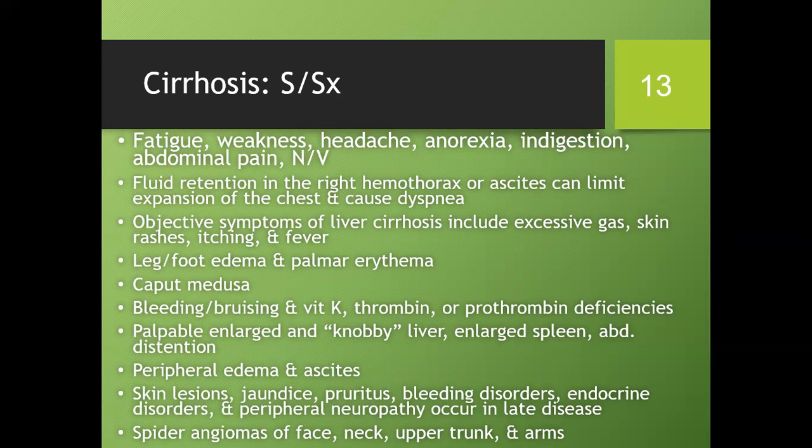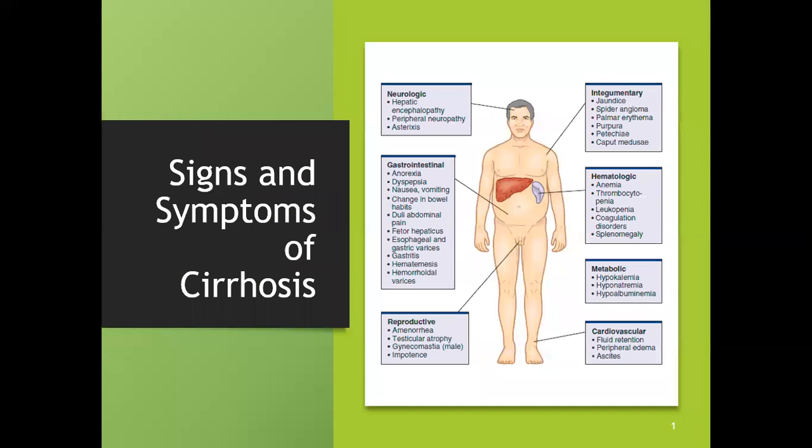Objective symptoms of liver cirrhosis include excessive gas, skin rashes, itching, and fever. Leg or foot edema, palmar erythema, caput medusa, bleeding or bruising, vitamin K, thrombin and prothrombin deficiencies, palpable enlarged and knobby liver and enlarged spleen, abdominal distension, peripheral edema and ascites, skin lesions, jaundice, pruritus, bleeding disorders, endocrine disorders, peripheral neuropathy occur late in the disease. And then there may be spider angiomas of the face, neck, upper trunk, and arms. Lots of symptoms with the cirrhosis.